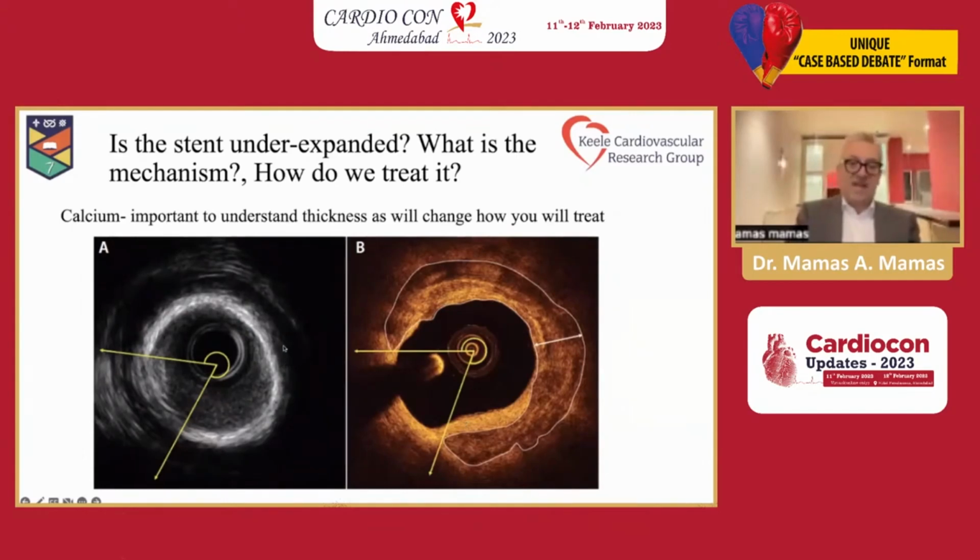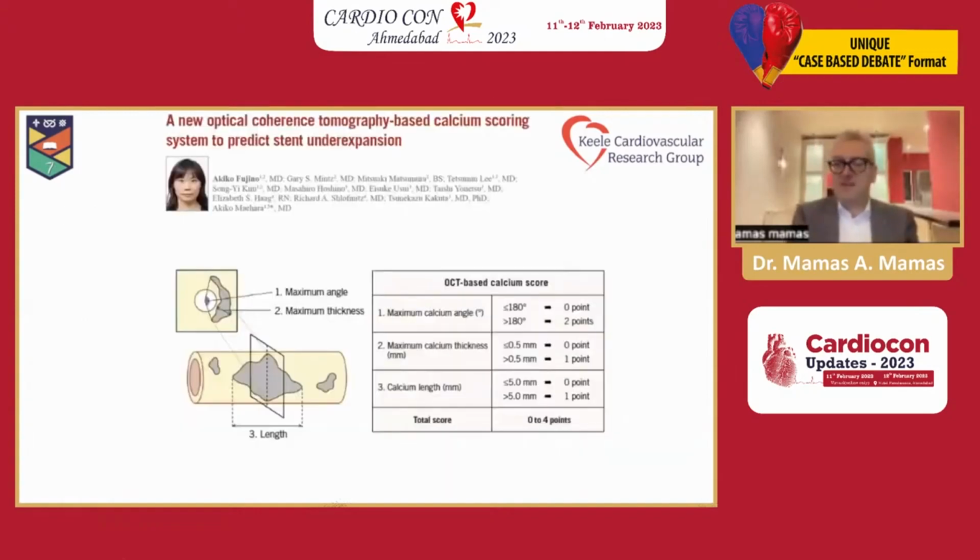With IVUS, you cannot tell how thick this calcium is. There's no way. So you cannot tell whether you can use a cutting balloon here. You cannot tell whether the calcium would crack with a non-compliant balloon. With OCT, you can see exactly the distribution and measure the thickness of the calcium. Now you may ask me, why do I need to measure the thickness of the calcium? Well, it's important because that will tell you whether you will get good expansion. And we have scoring systems.